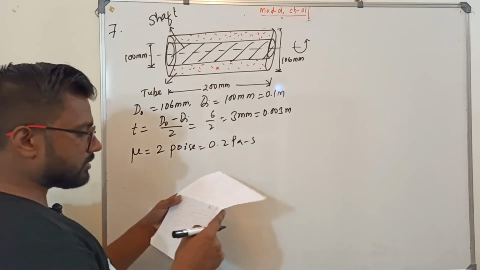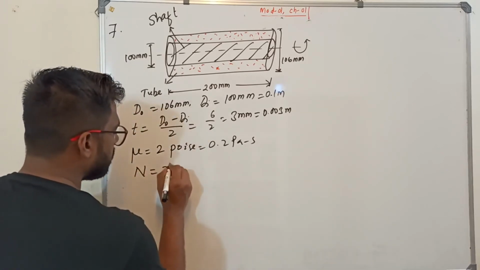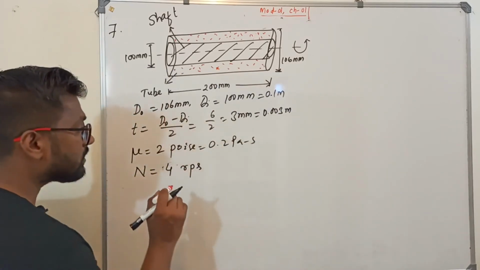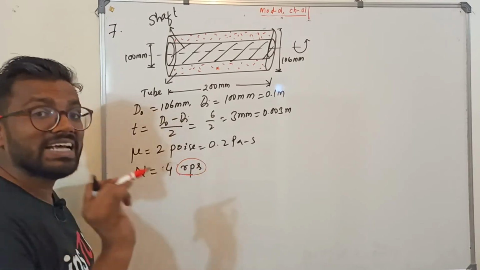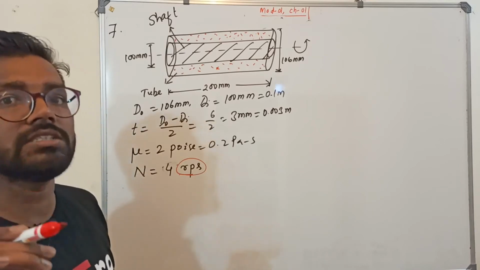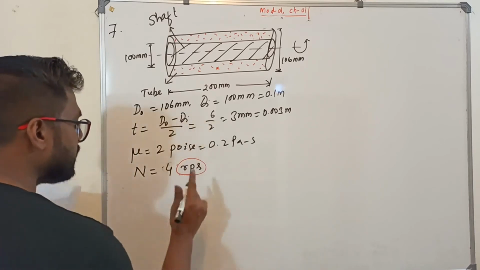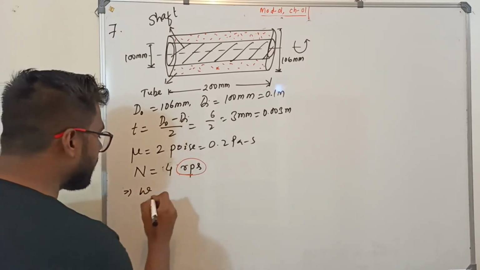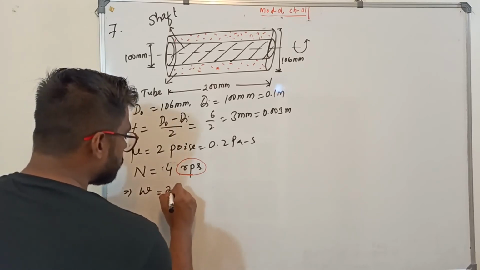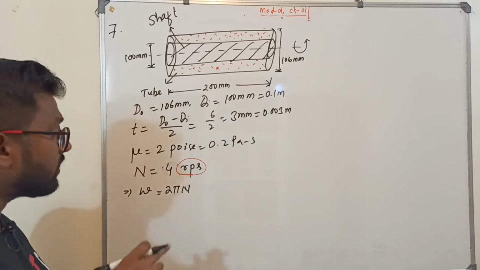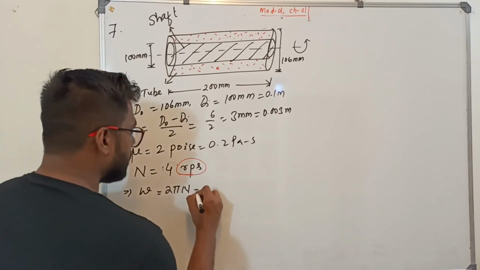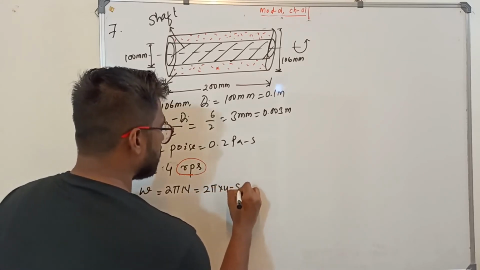The shaft is rotated at the speed of, see again is given, 4 RPS, revolutions per second. Remember the trick is here, revolutions per second. They are not given in minute. So in your formulas you cannot use 60. If I want to convert into angular velocity omega, what will I use? 2 pi n. I cannot use 2 pi n by 60 because it is in RPS. So that is 2 pi into 4, nothing but 8 pi.